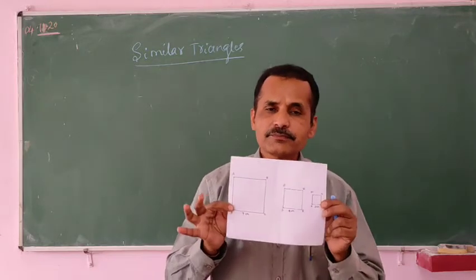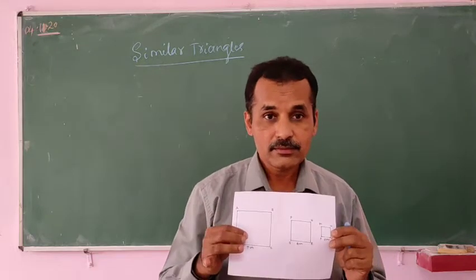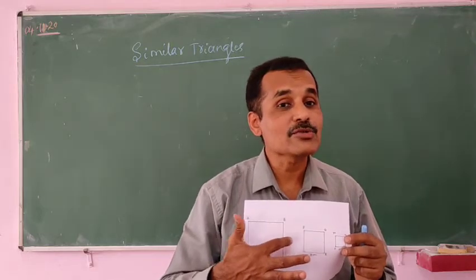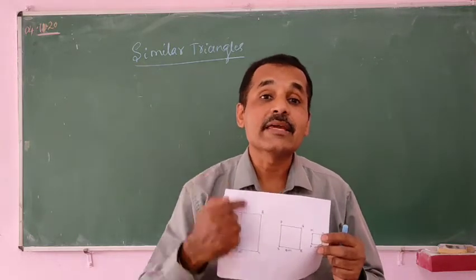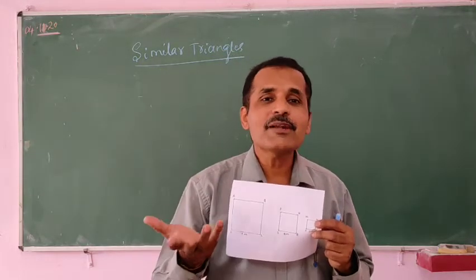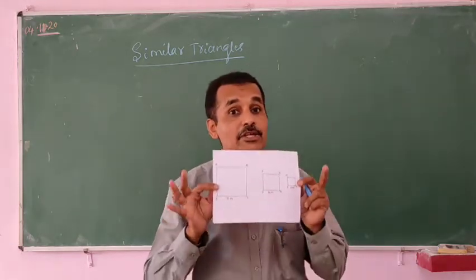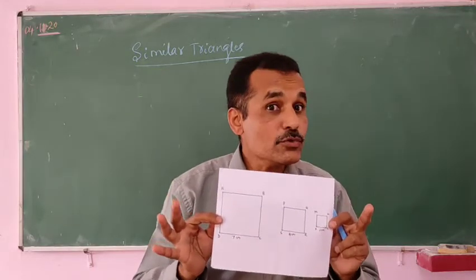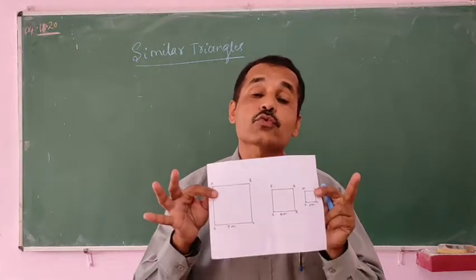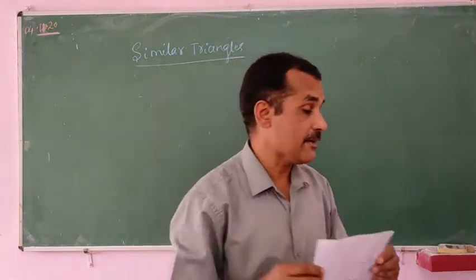Look at this. These are squares. All sides are equal. But they are not congruent squares. I can say they are similar, meaning same in shape, different in size. Any 2 squares, of any measurement, we can call similar squares or similar figures.